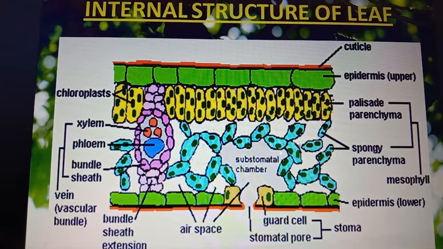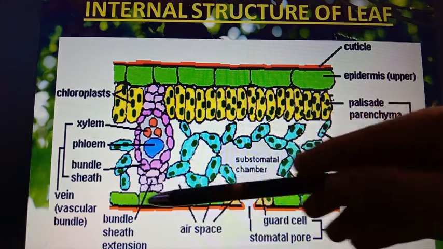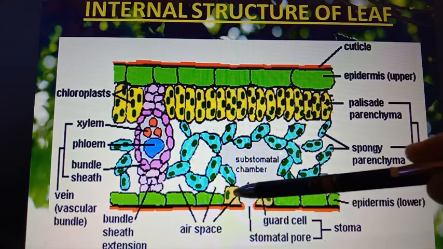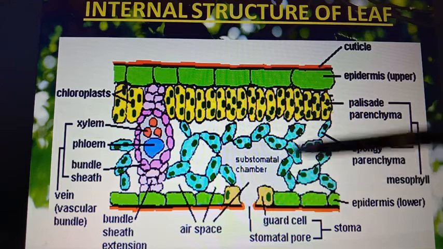Next is lower epidermis. You can see here. This is also a layer made up of single layered cells which contain mainly stomata.